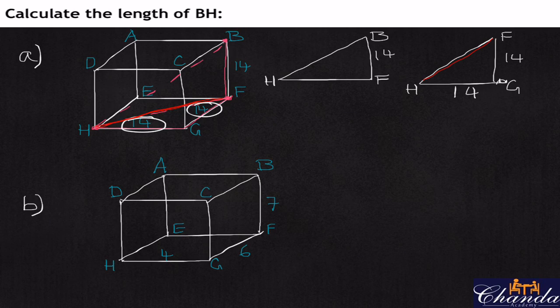Okay, so that red line right there is my FH, which is what I can use to determine this line here. So see that red line there? That is the exact same line that is the hypotenuse of the other triangle. Okay, so let's work this out.